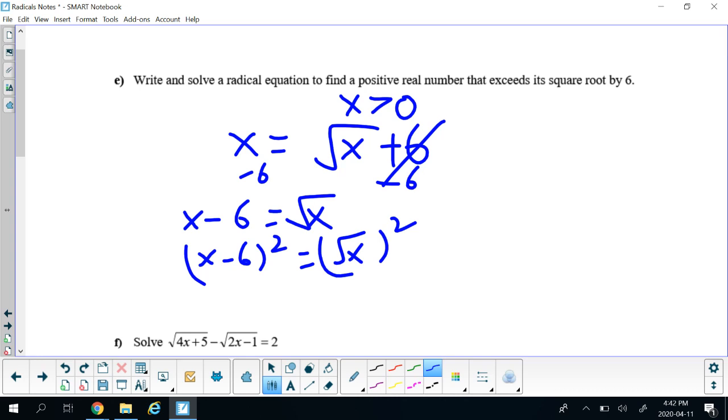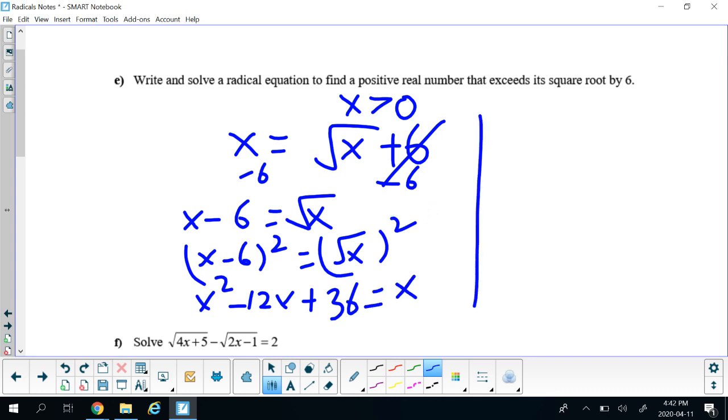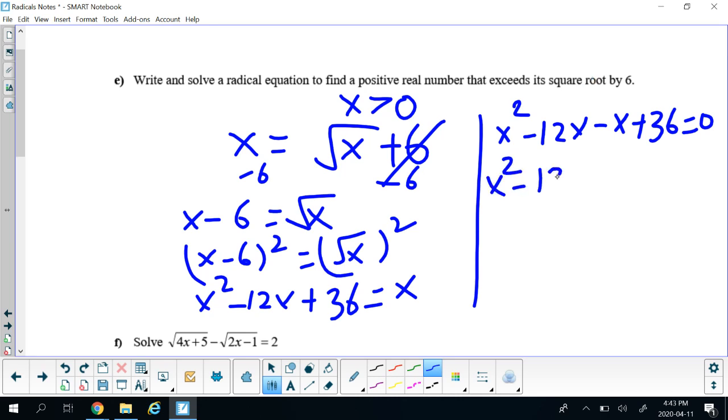So let's simplify this. X minus 6 square is x square minus 12x plus 36. And square root of x and x square cancels out. We are left with just x. Let's combine the like terms. So x square minus 12x. Let's bring x to the other side. The sign will switch. So positive x becomes negative x here. So let's combine these two like terms here. Negative 12x, negative x is negative 13x plus 36 equal to 0.